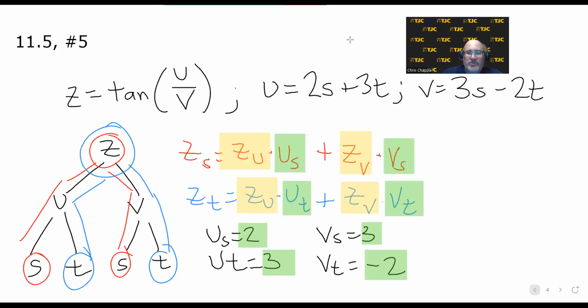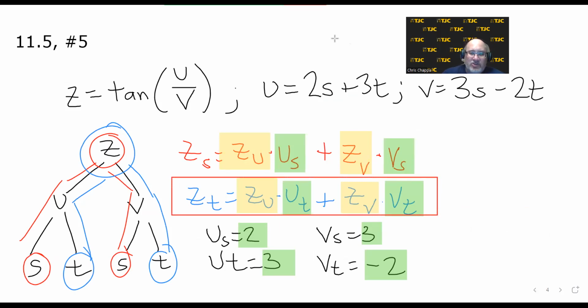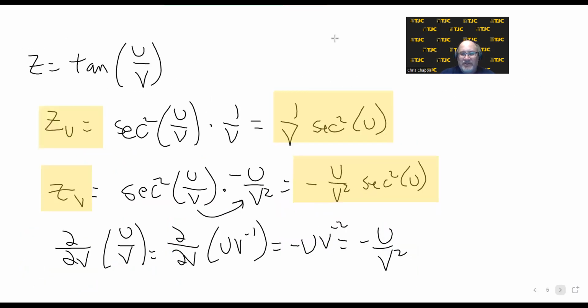And for the sake of brevity, because that took quite a while, if we wanted to figure out the partial of z with respect to t, we'd pretty much do the exact same thing. The only difference is we would use these two numbers down here for u_t and v_t instead of 2 and 3. So I'll leave it up to you to try to work out the partial of z with respect to t similarly.